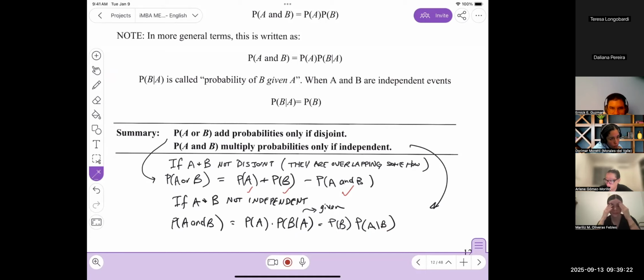Okay, and this is called a conditional probability. You don't just multiply A and B, you need to know specifically if B happens, what's the chance of A? Because it might be different.